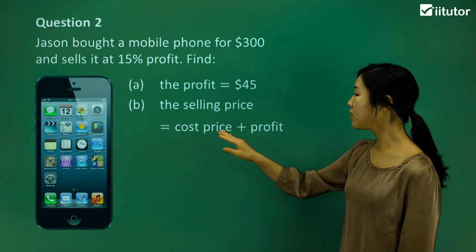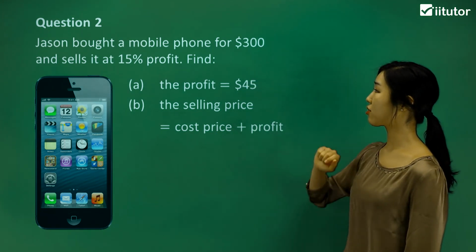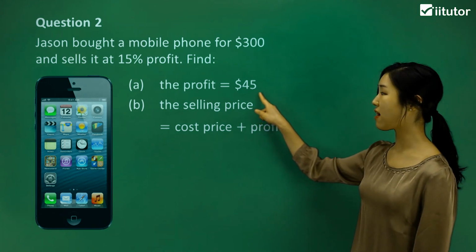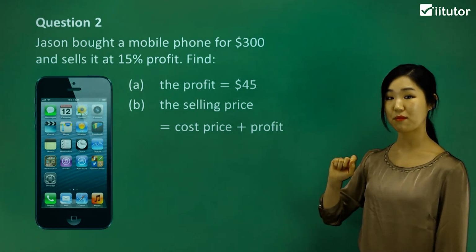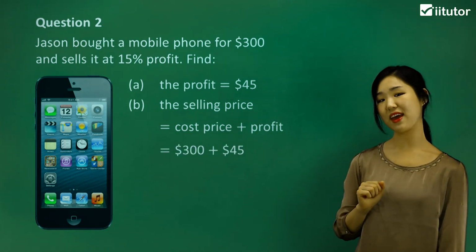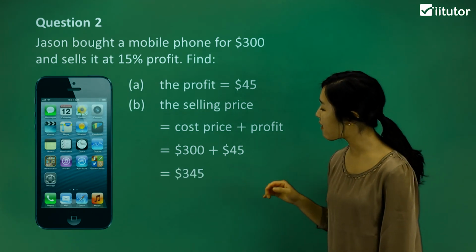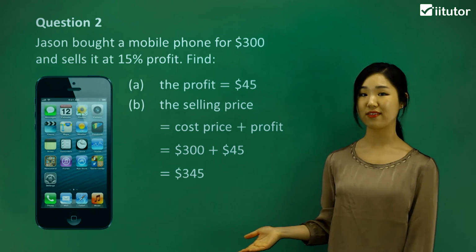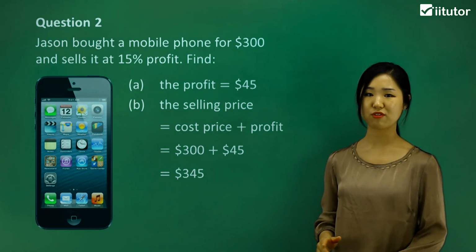So cost price was $300. We bought it for $300, and then a profit of $45 was made. We calculated in part A, didn't we? So add them together. 300 plus 45 will get us $345. That is the selling price. So make sure you can relate all these questions with one another.